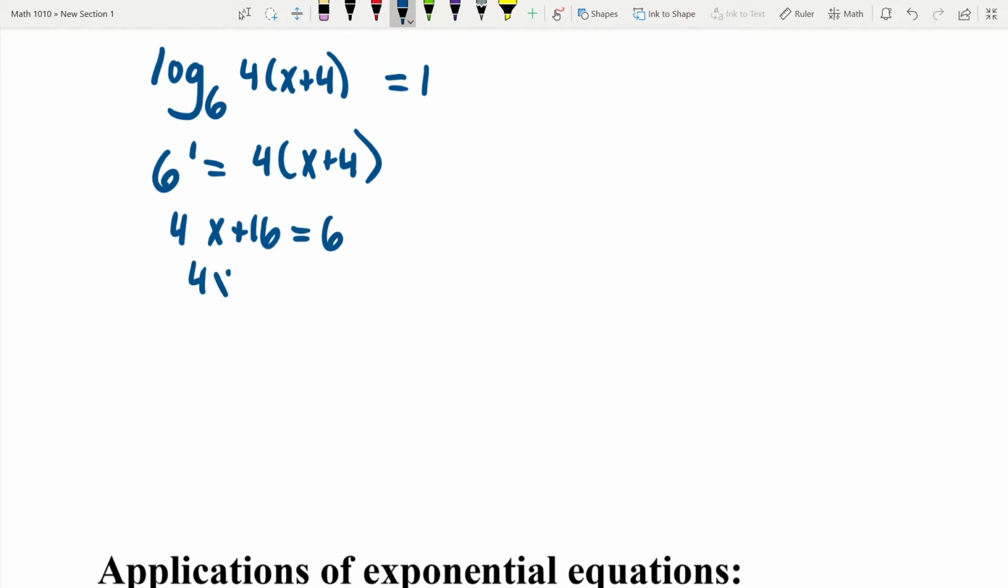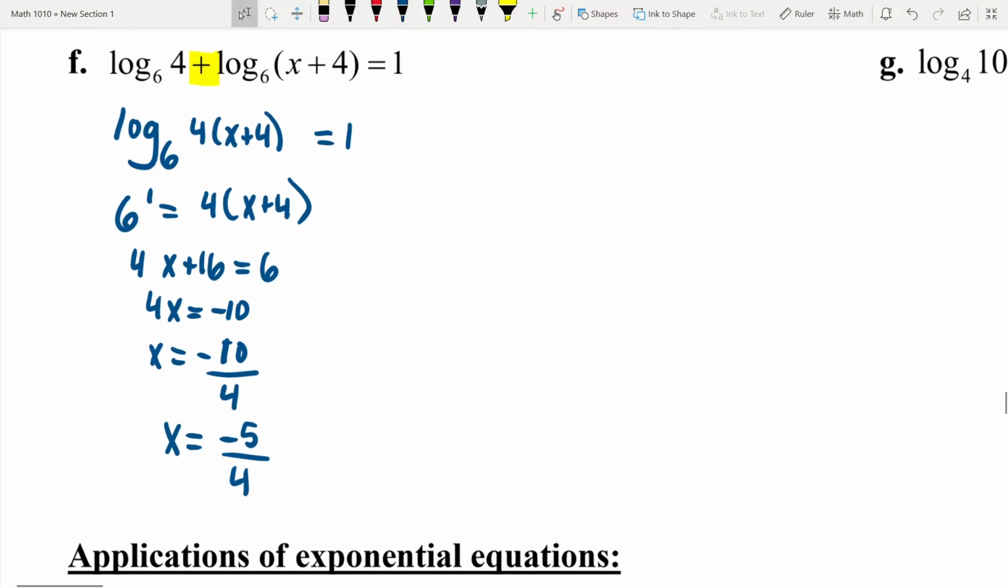Move my 16 over. 4x equals negative 10. Divide by 4. X equals negative 10 over 4. Is that an acceptable way to write your answer? What do you think? It is not. Why not? You reduce it. Yeah. So it's a negative 5 over 4. You don't have to make it as negative 1 and a fourth. I actually prefer you don't write it like that because it's going to mess you up and you don't have to. You do have to reduce it. Okay? Say it again. Wouldn't it be 2 on the bottom? It is a 2. Thank you for correcting me.